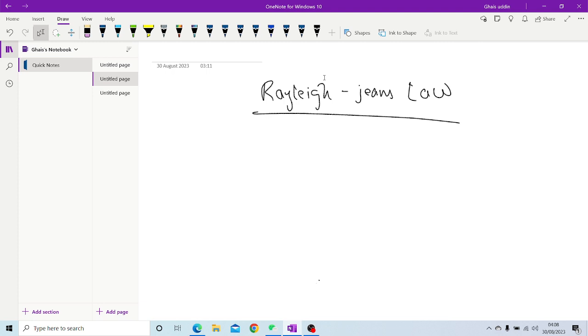So we consider a three-dimensional cube, and Rayleigh and Jeans assume that the electromagnetic radiation which is incident on this body is absorbed by this body. So the radiation will be in the form of standing waves inside this body. Standing waves.